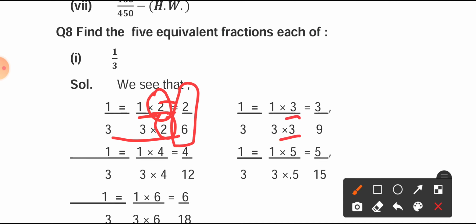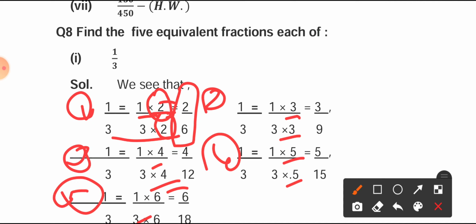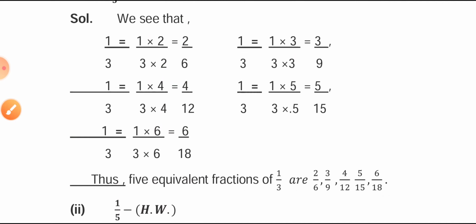After that you have to multiply by 3, then by 4, 5 and 6, as we have to find how many fractions? 5 fractions. So 1, 2, 3, 4 and 5. So these are the 5 equivalent fractions: 2 by 6, 3 by 9, 4 by 12, 5 by 15 and 6 by 18. So in this type of question you have to multiply first by 2, then by 3, 4, 5 and 6 in both numerator and denominator. Or you can simply say that this is the way in which we are writing the table only.